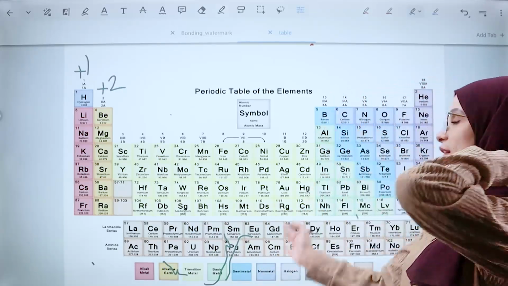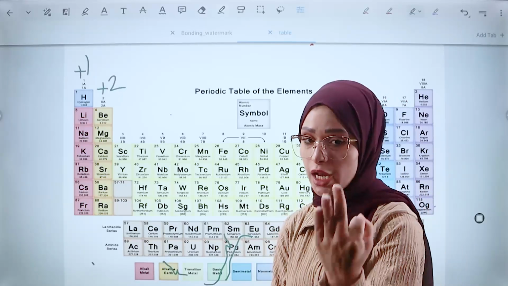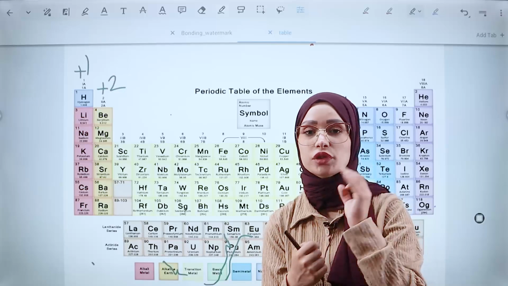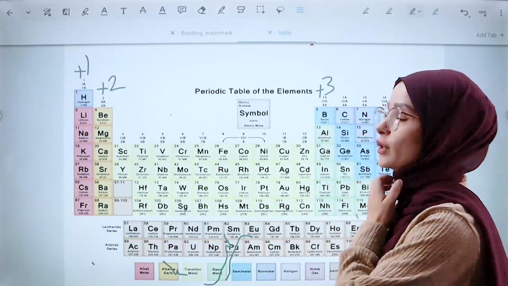Now, group number 3, they have 3 electrons in the last orbital. The same thing. Which one is easier, to lose 3 electrons or to gain 5? Yes, it is easier to lose 3 electrons. Excellent. So group number 3 actually have a positive 3 charge.